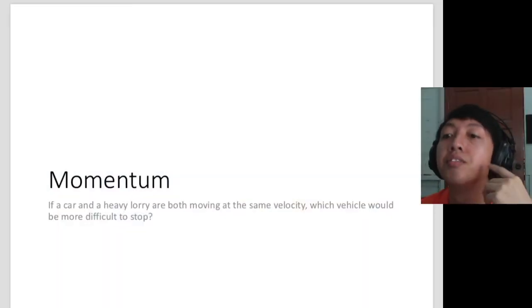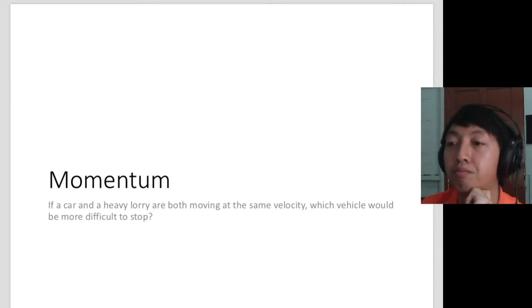So these are examples of how inertia affects us in real life. So once you understand the concept of inertia, then you can understand the concept of momentum. So momentum is basically the effect or an application of inertia, or a way for us to calculate inertia. So let me go back to the slide.